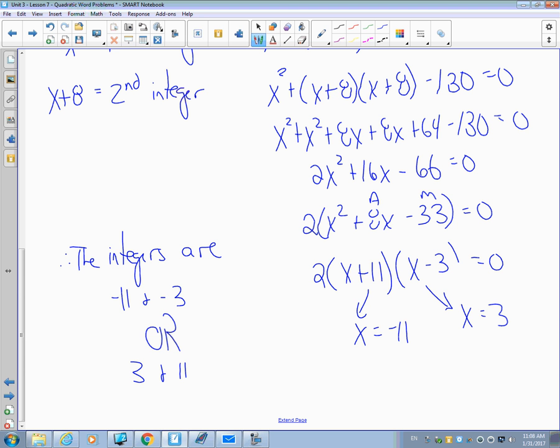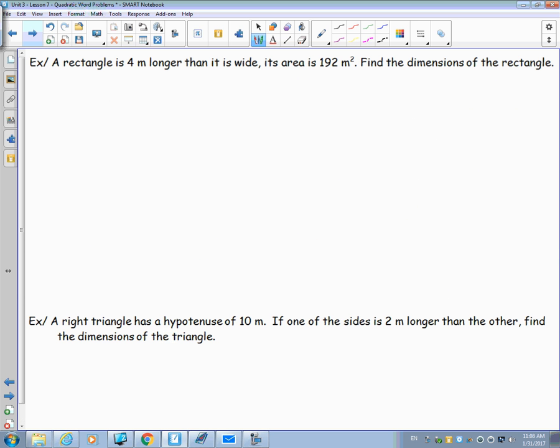And just another pointer, usually when you get your answers, they're going to be the same numbers, just opposite signs. Like this one and the previous one. And those are sort of numerical kinds of questions. The third one, we're going to look at a shape. So we have a rectangle. We're told it's 4 meters longer than it's wide.